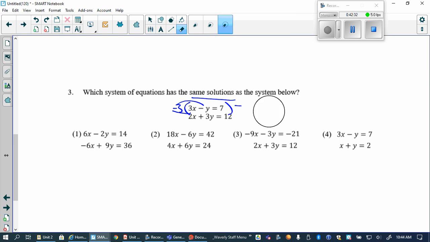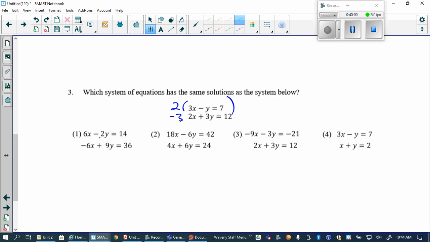I think it's number 1 then. Why do you say number 1? Because you can multiply the top by 2 and the bottom by negative 3. If we multiply the top by 2, that would give us 6x minus 2y equals 14, and then the bottom by negative 3 would give us negative 6x. Is that going to give us positive 9?